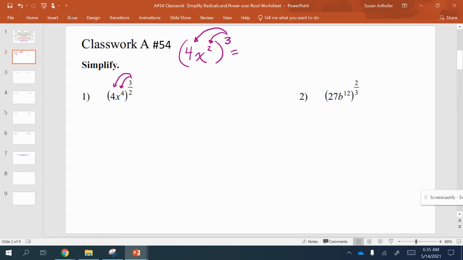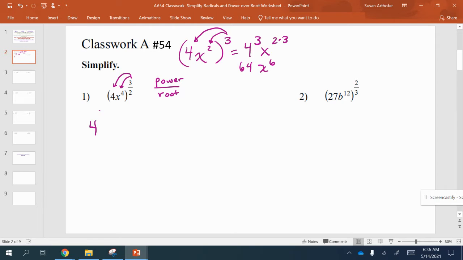Now, when we distribute normally, it would be 4 to the third and x squared times 3. We would be multiplying there. 4 to the third is 64, and this would be x to the 6. So we're going to do the same thing, but we're going to have to do the power over root when we distribute to the 4.